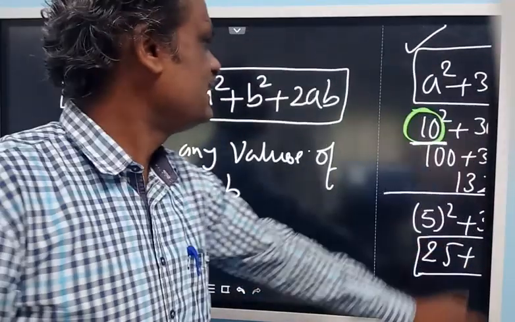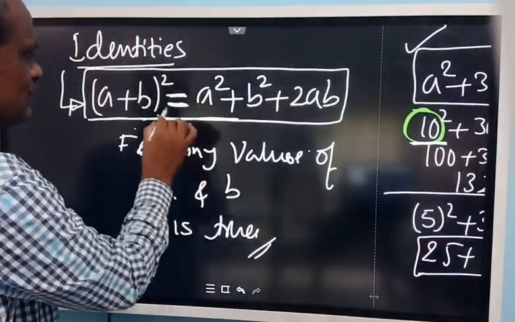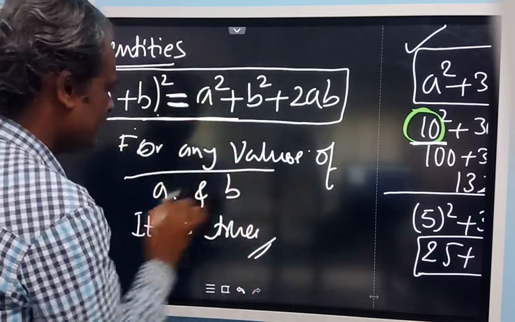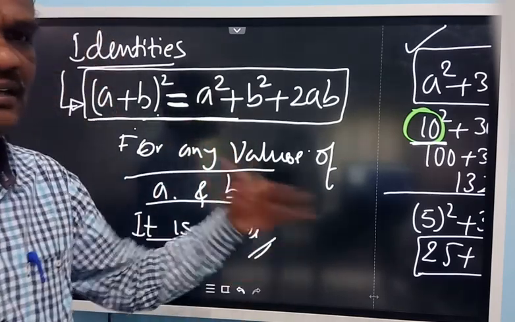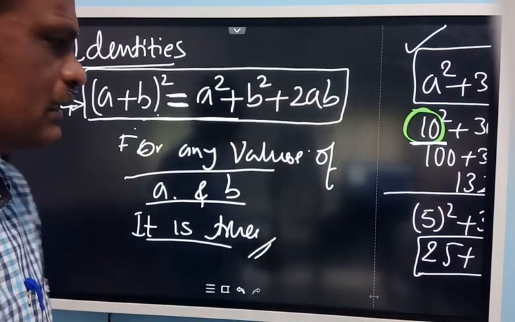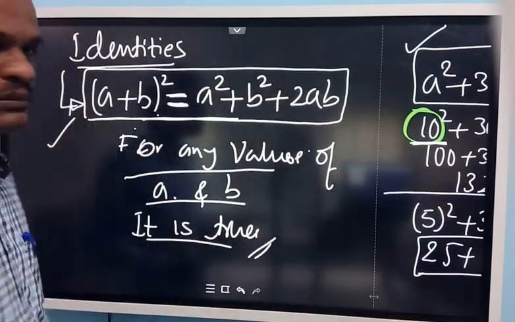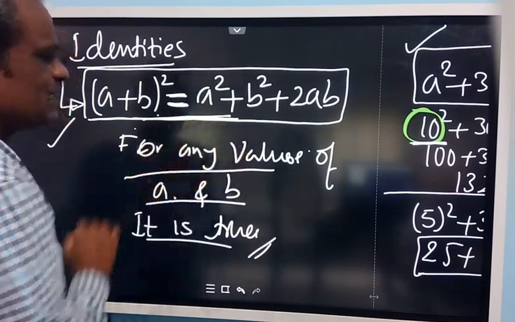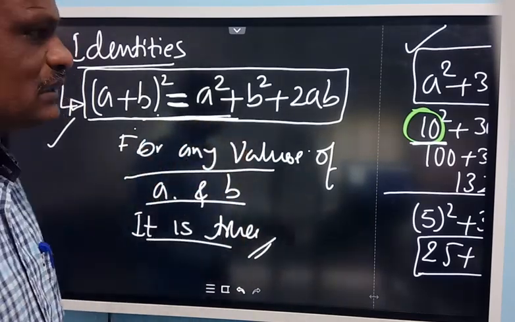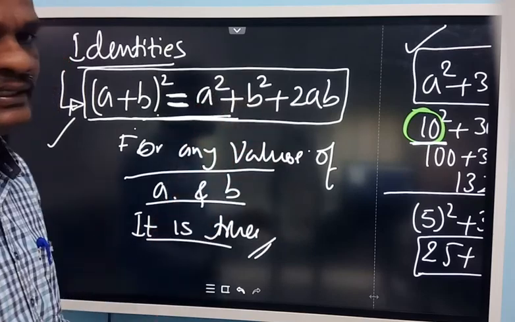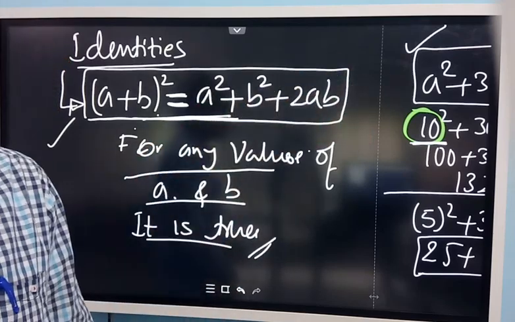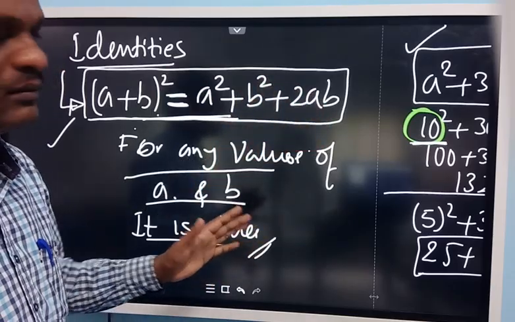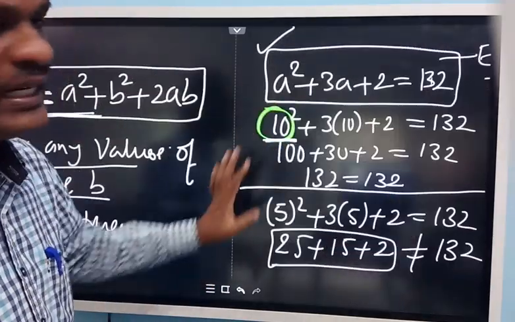Whereas identities are also equations, but true for any value of a and b. You take any real number you put, for all it is true. Such equations are called identities. See, all equations are not identities, but all identities are equations. Every identity is an equation only, but every equation cannot be an identity.